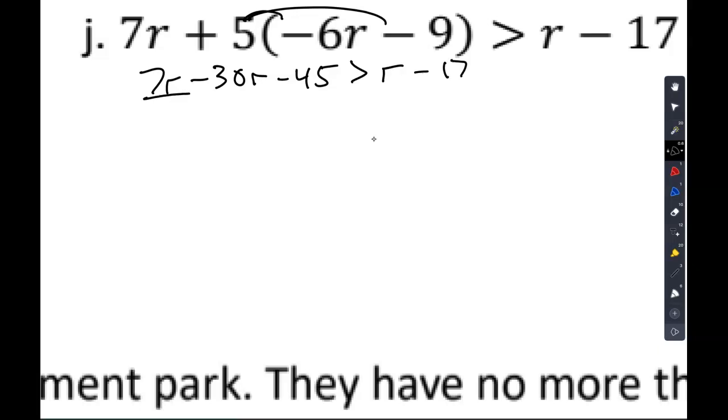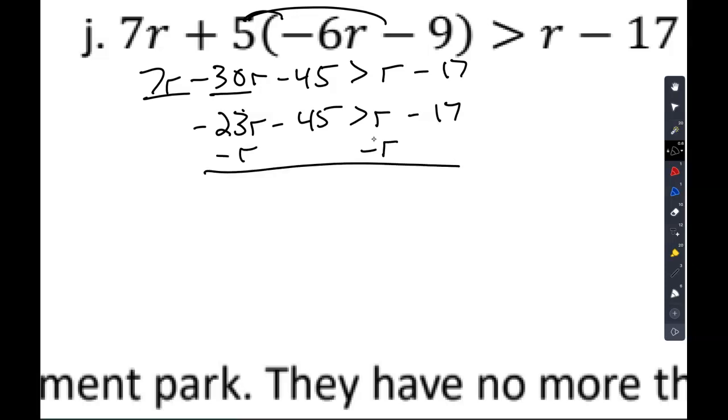Alright, now we got like terms here we got to combine. We combine those, and we got negative 24, actually 23. r minus 45 greater than r minus 17. We're going to move the letters to the left, subtract the r. Here you're going to have same sign, find the sum, so you get negative 24r minus 45 greater than, now this will cancel out, negative 17.